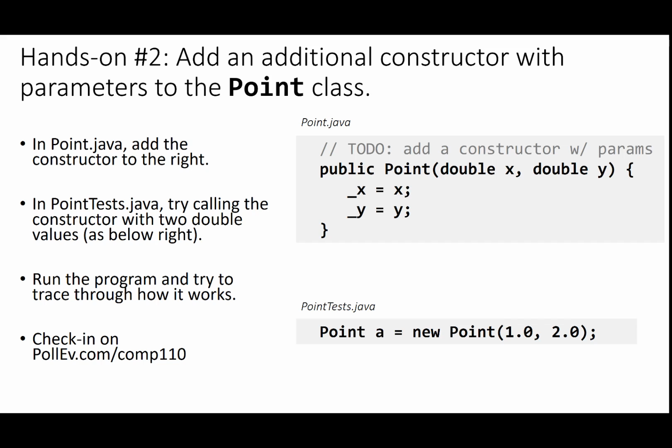So in this hands-on, what I'd like you to do is pause the video and add an additional constructor to the Point class with the parameters below. And then try changing the constructor calls from within the main method to make use of this new constructor. Run through the program and convince yourself you understand how it works. And I'll come back in just a minute.